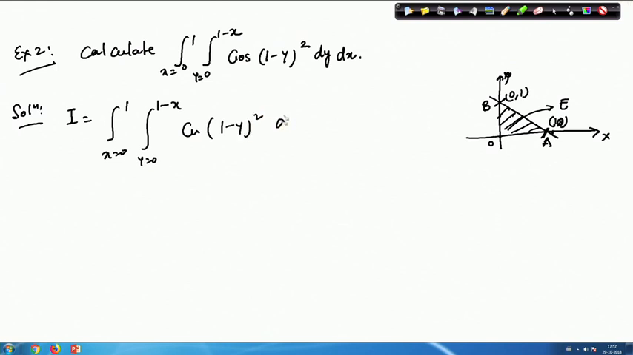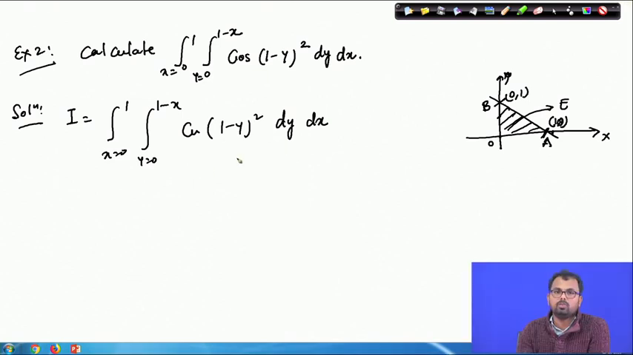It's very straightforward to see that it's not possible to integrate this, because even if you want to substitute 1 minus y square equals to some z, then cos of 1 minus y square dy cannot be reduced to a simpler integral. So this is a complicated form, although it looks simple. The only way out we have is to change the order of integration and see whether we can do something about this integral.